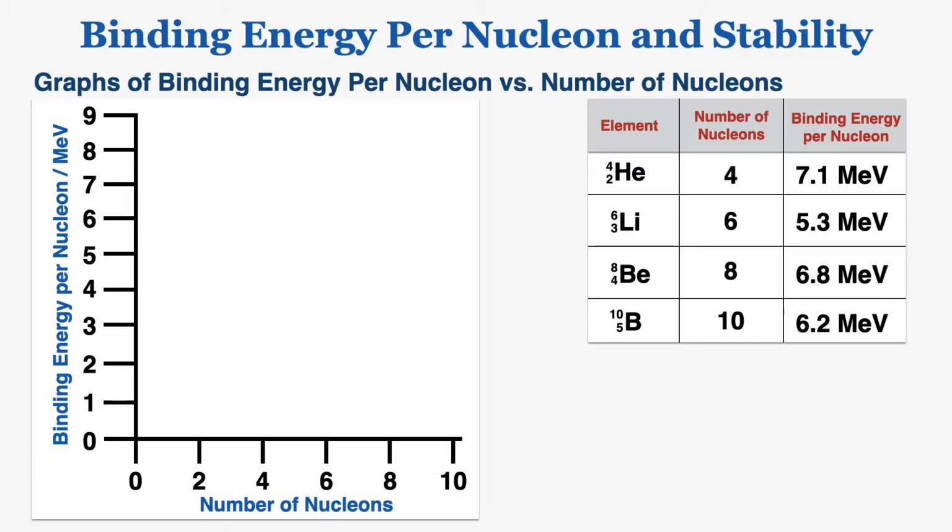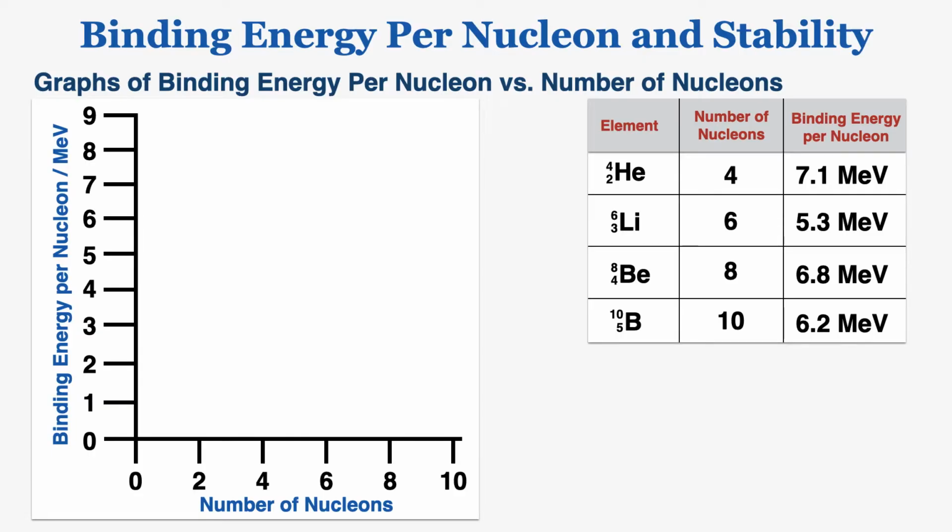Graphs of binding energy per nucleon versus number of nucleons are a very common tool that we use in nuclear physics to understand a few important patterns about stability and nuclear fission and fusion. The graph shows the binding energy per nucleon of an atom on the y-axis and the number of nucleons in the atom on the x-axis. I have four elements here: helium, lithium, beryllium, and boron, with 4, 6, 8, and 10 nucleons respectively. And if I went through the same process of finding the binding energy per nucleon as I did in the beginning of this video, these are the binding energies that I would find for each specific element.